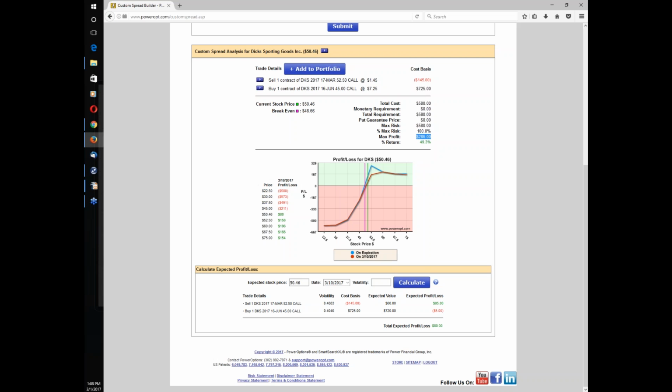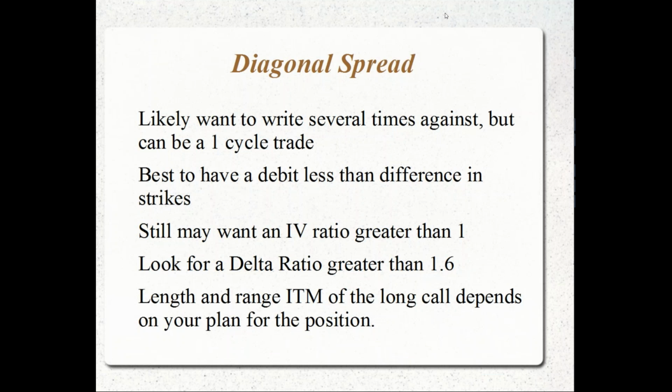Yes, that's the mainstay of the horizontal, but in the diagonal, I still want to see more rapid time decay and hopefully more of an implied volatility fall on my short near-term option than on my long. Okay, but again, to me, most important with these diagonals is that the debit is less than the difference in strike prices. In addition to that, I still want that delta ratio greater than 1.6 typically.